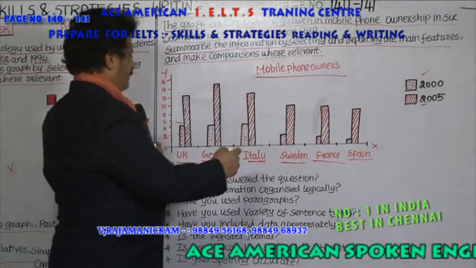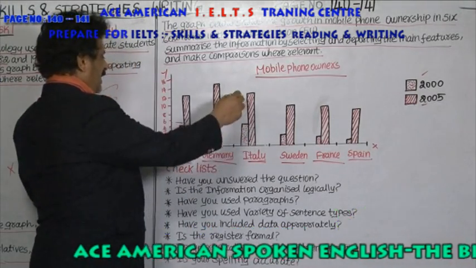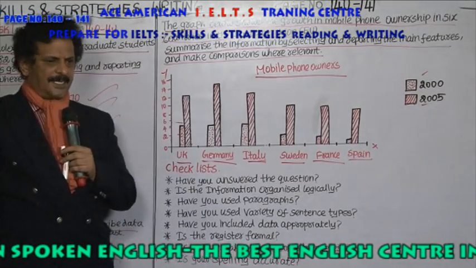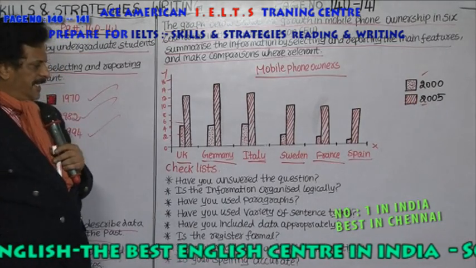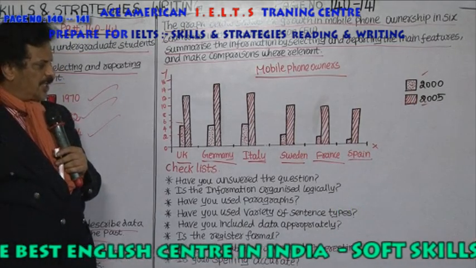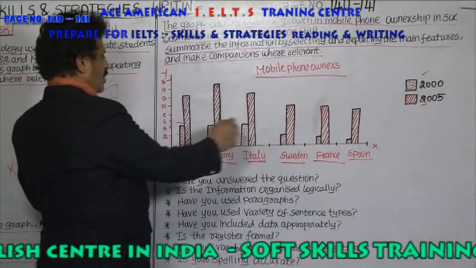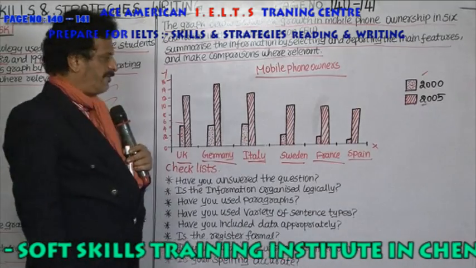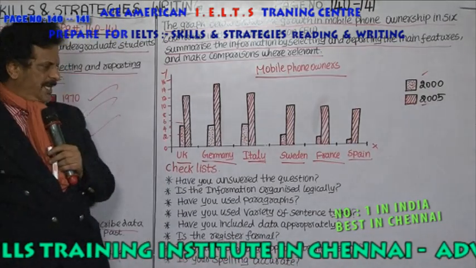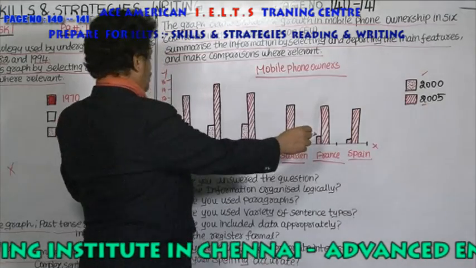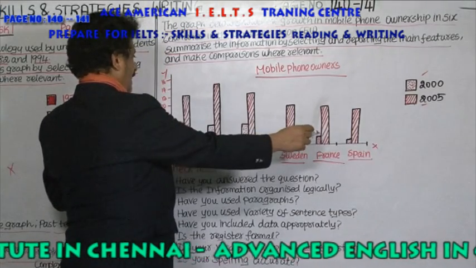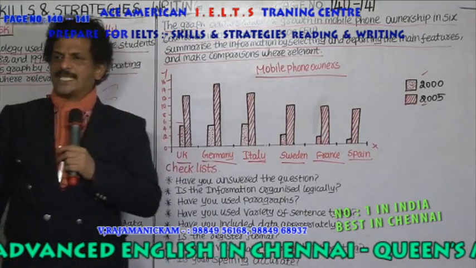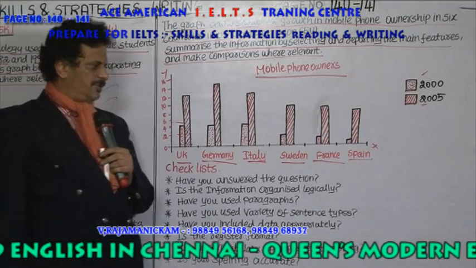In Italy, in 2000, almost 6 million, and it goes to 12. Nearly a 50% increase, double the usage of mobile phones, isn't it? And in Sweden, it is 2 million, and in the year 2005, it goes to 10 million. So 5 times it has increased. And in France, it comes to almost 1, and it has increased to 10. Nearly 10 times mobile phones have increased compared to the year 2000 and 2005.